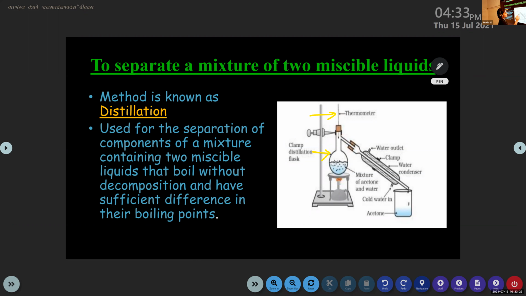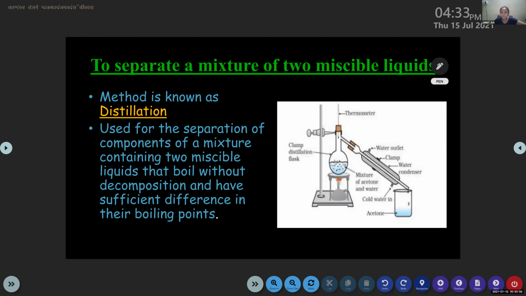And this distillation flask is connected to a water condenser. This one is known as the water condenser. Then here you can see another beaker to collect the liquid. So this is the experimental setup for this distillation. Is the apparatus setup clear for you, children?